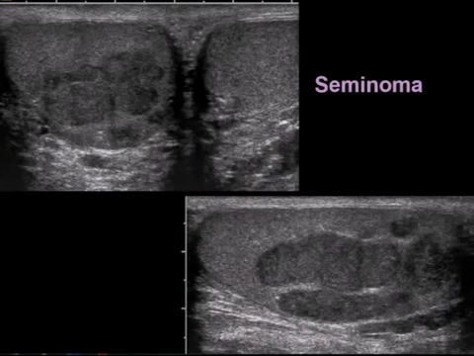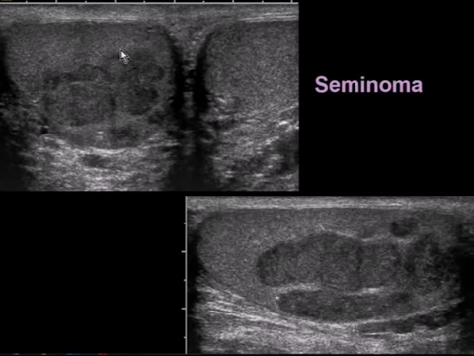So here's a patient who has a right testicular mass. You can see this lobular mass lesion in the posterior aspect of the right testicle. On this longitudinal view, we can see it's in the mid portion as well as the lower pole of the testicle, and this mass proved to be a seminoma.